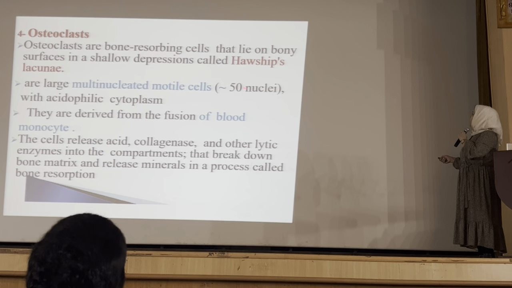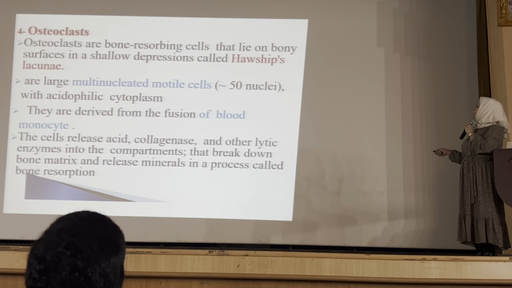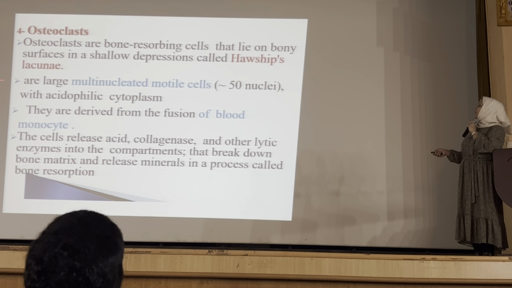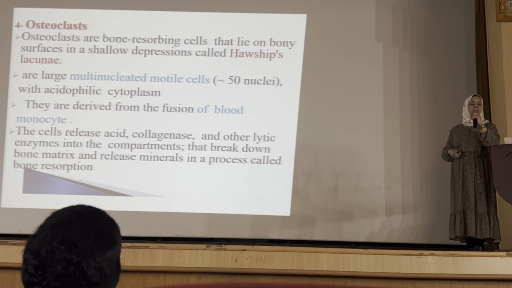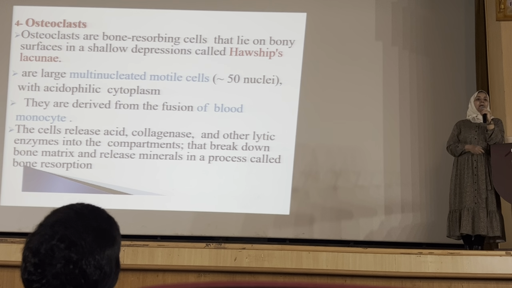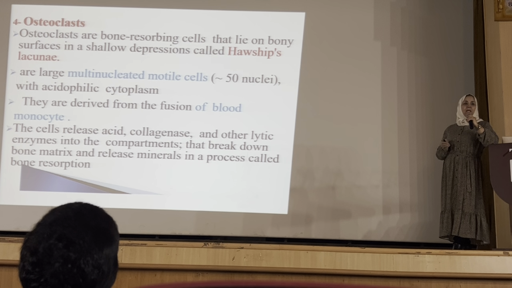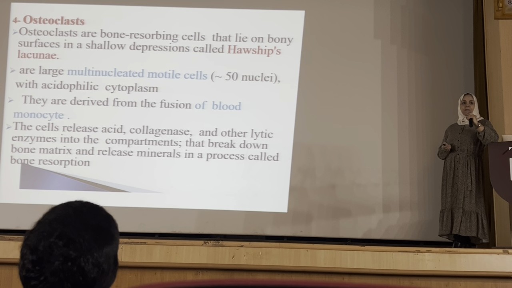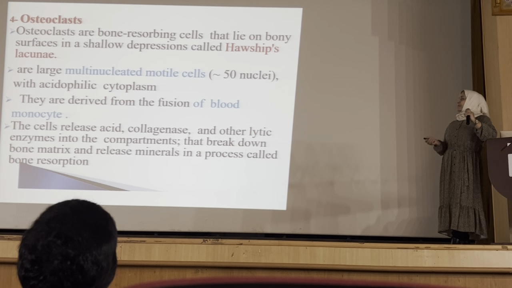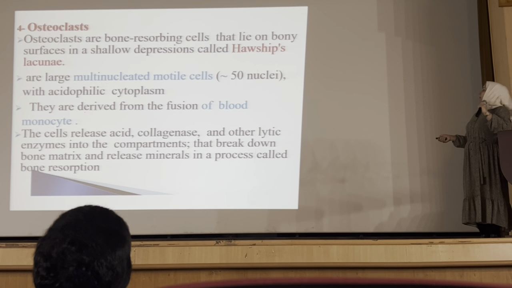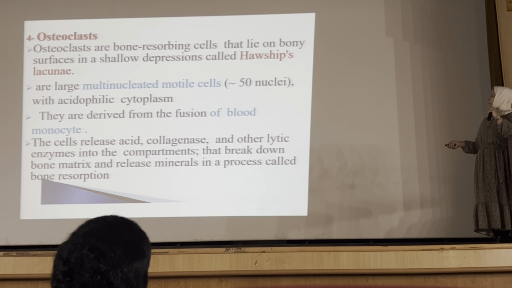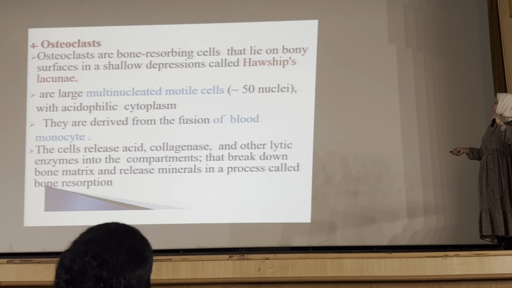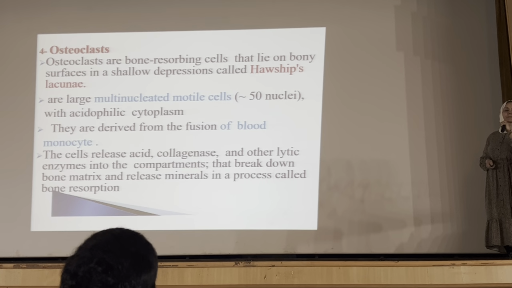It contains about 50 nuclei, multinucleated motile cells. It has acidophilic cytoplasm. It means this cell is rich in enzymes. They are derived from fusion of blood monocytes. The cells release acid collagenase and other lytic enzymes.